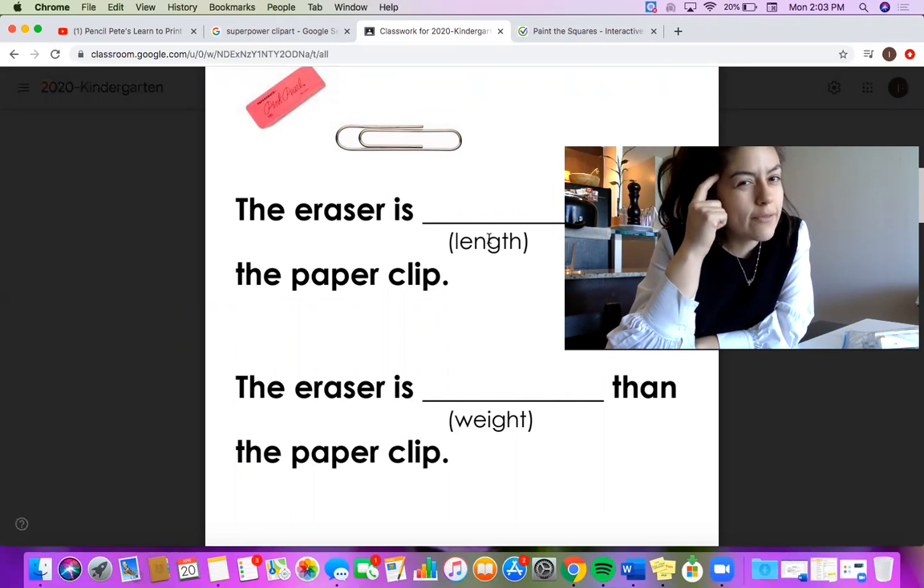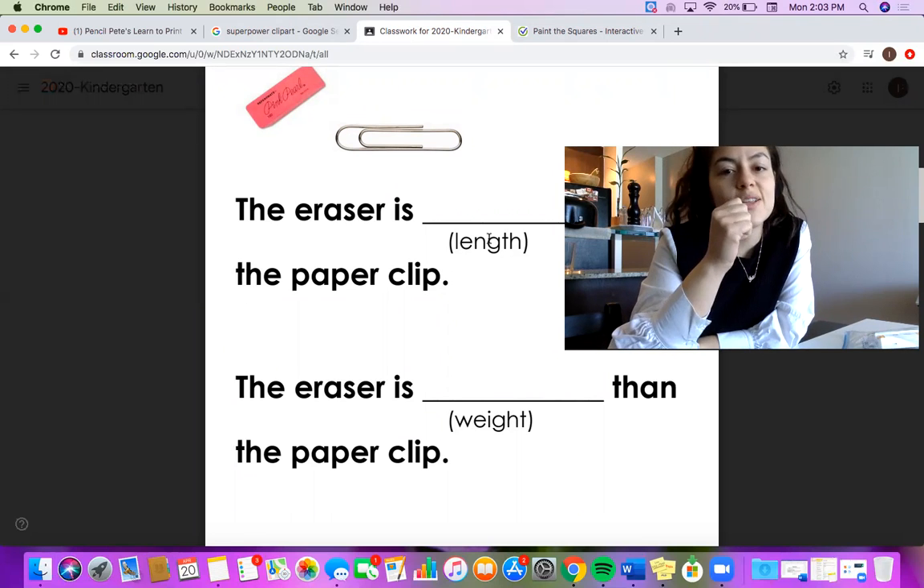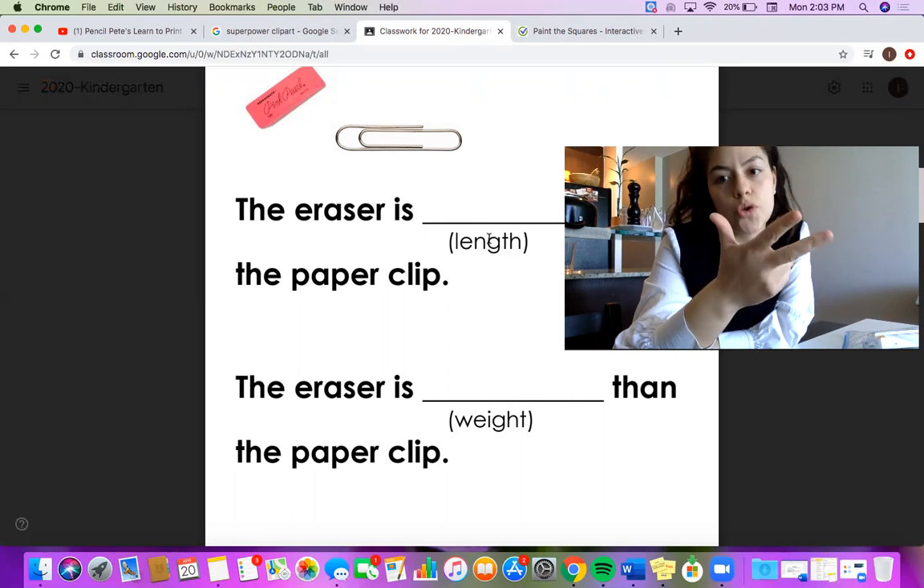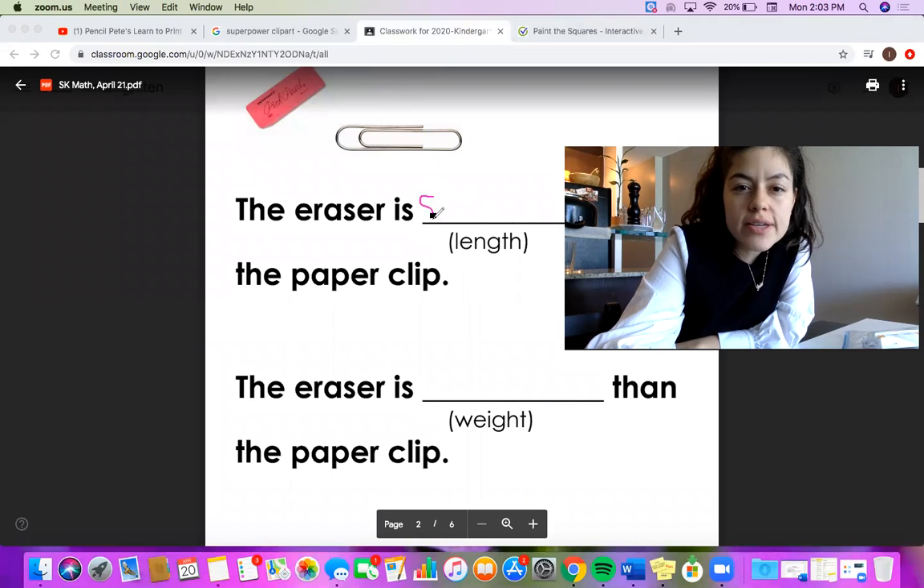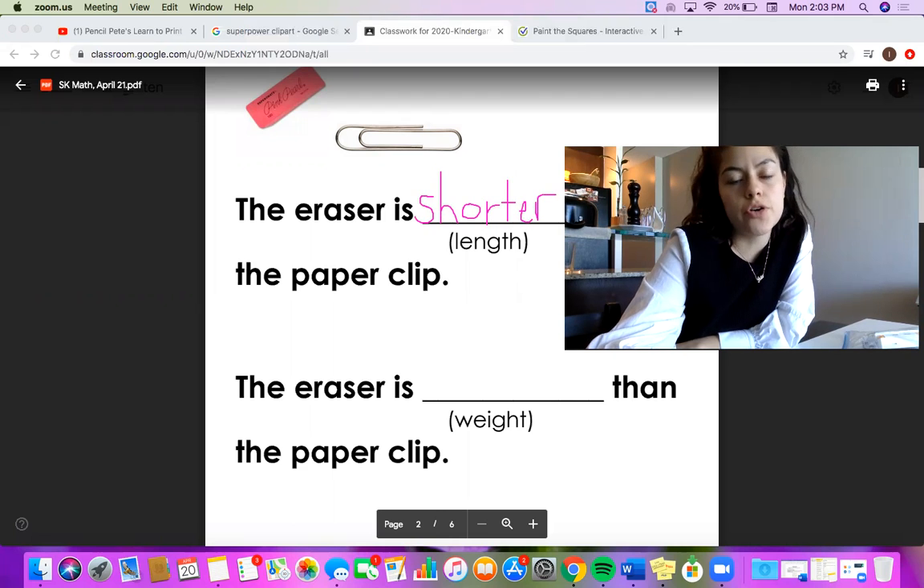So what are my key vocabulary words for length? Longer, taller, or shorter? So if I look at this eraser, I think that it looks a little bit shorter than the paperclip. So I would take out my writing tool and I would write that the eraser is shorter than the paperclip.